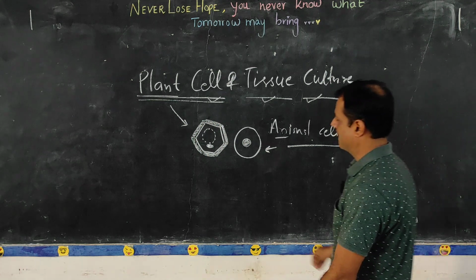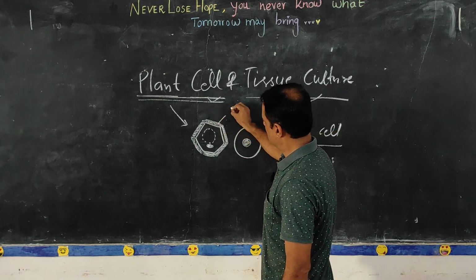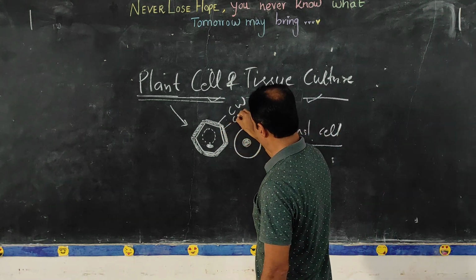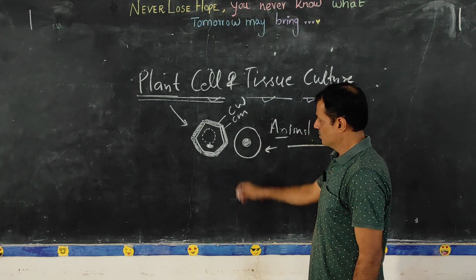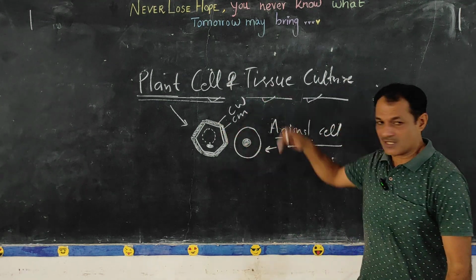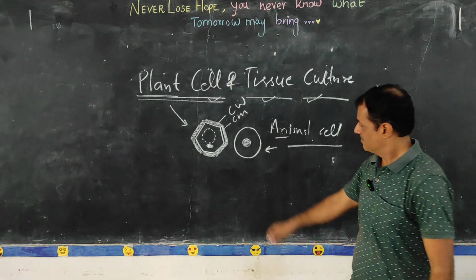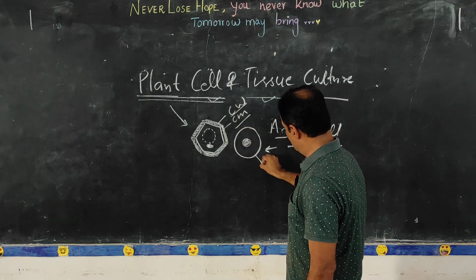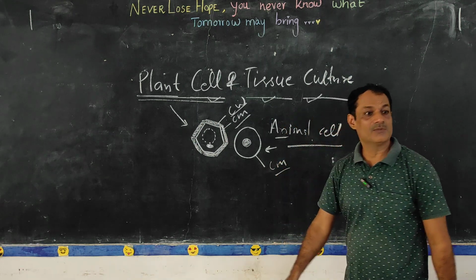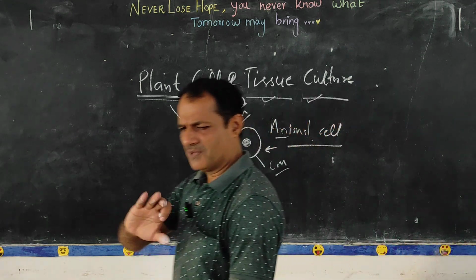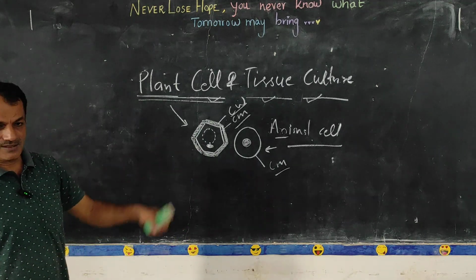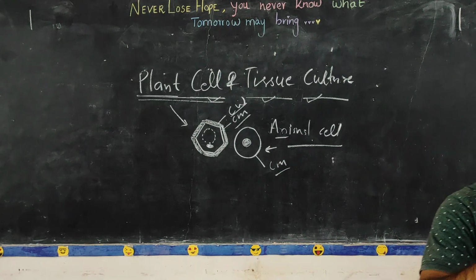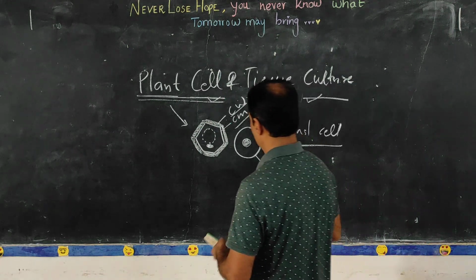The basic difference is that here two coverings are there. This is called the cell wall and this is called the cell membrane, right? So, in a plant cell two covers are present, two boundaries, the cell membrane and the cell wall, and in the case of an animal cell we have only one cell membrane. Yes or not? This is the very basic difference between plant cell and animal cell. If any kind of cell is having a cell wall, we will consider it a plant cell only, right?